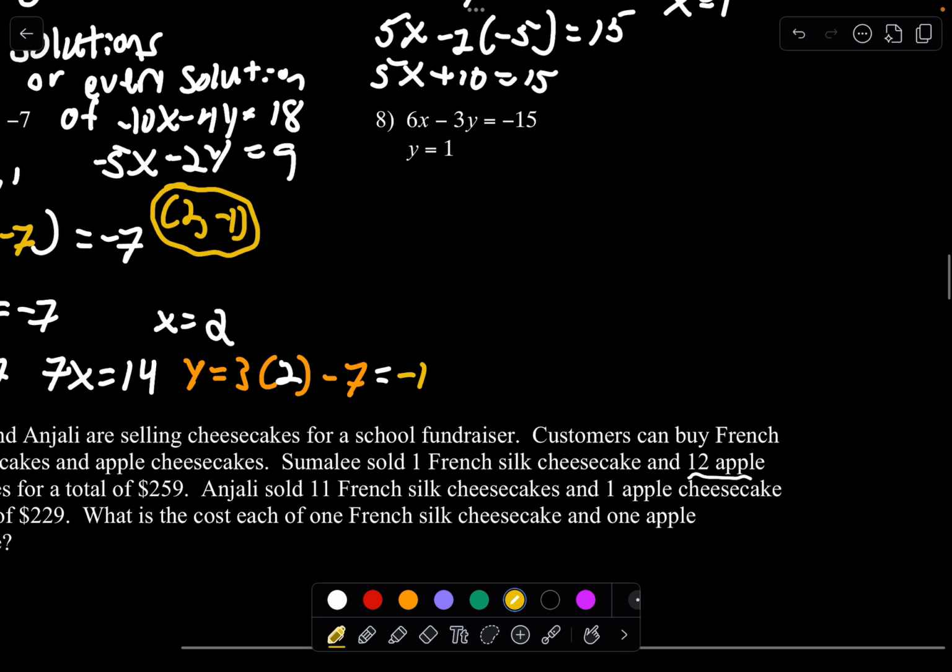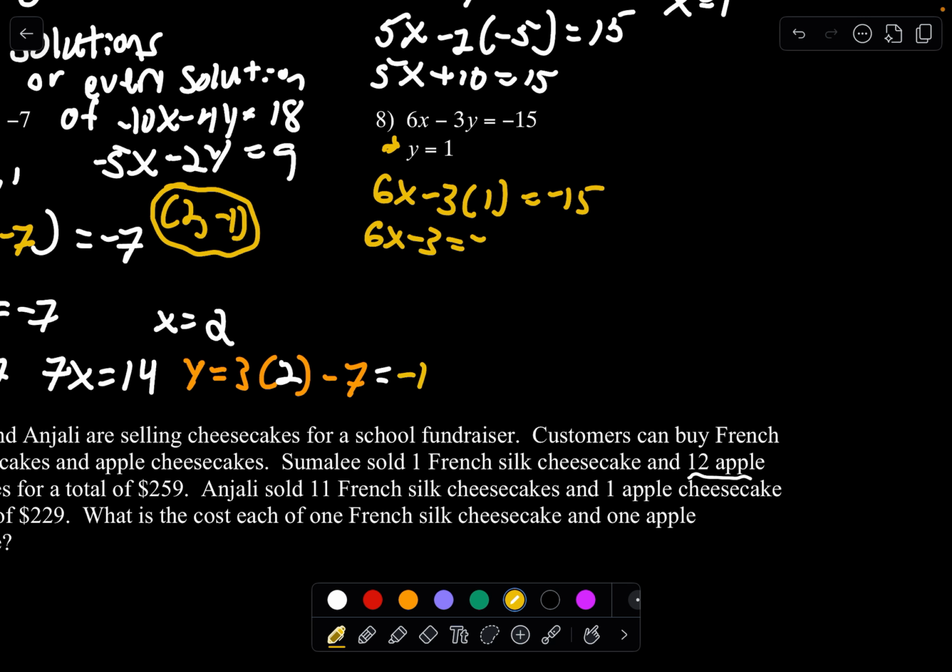All right, finally, the last one is really easy because they already tell you what y equals. So just plug that y value in. 6x minus 3 times 1 equals -15. So you got 6x minus 3 equals -15. Add 3 to both sides, just a simple two-step equation.